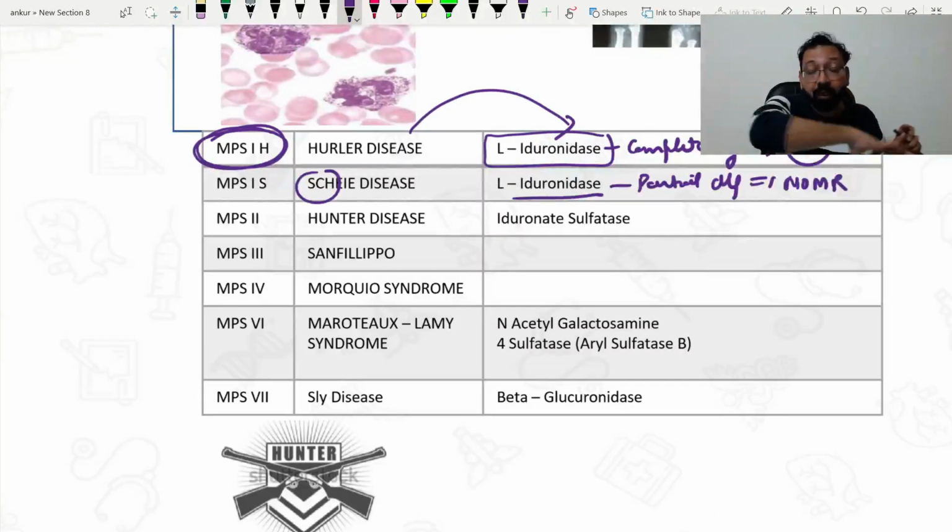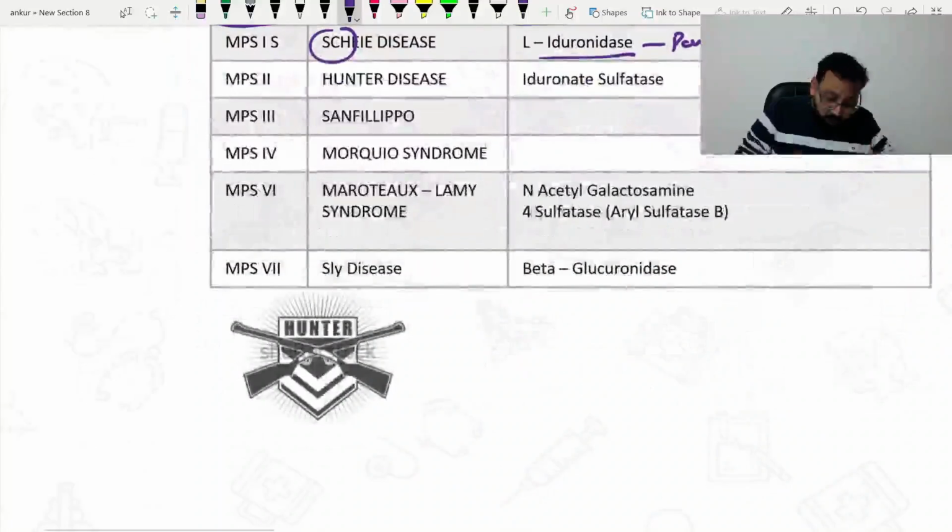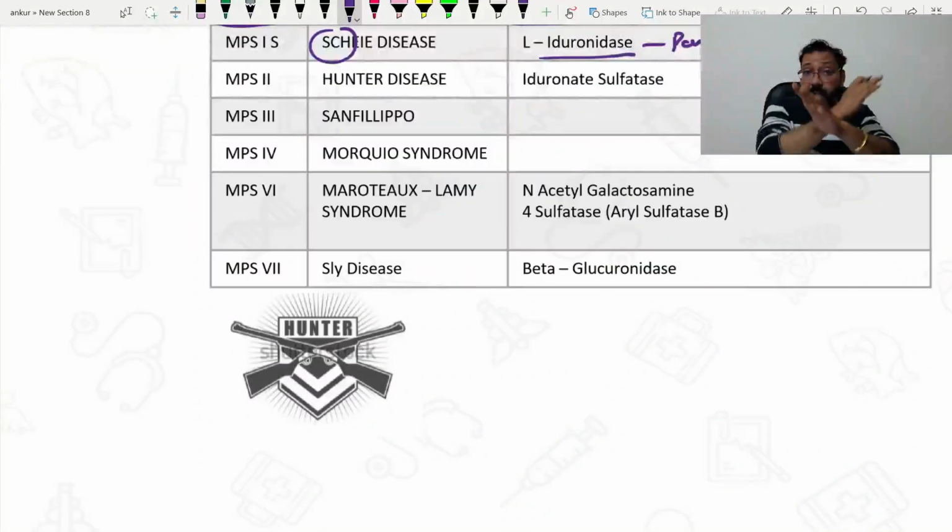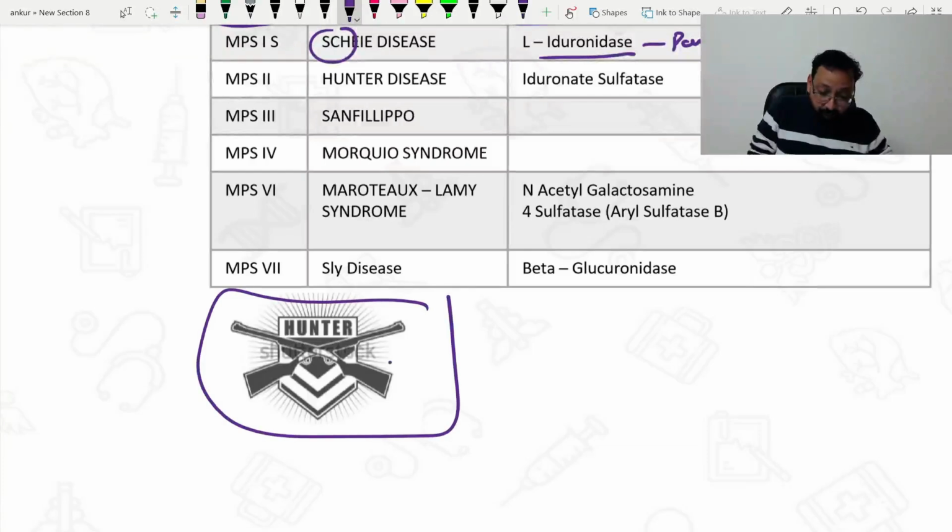Many times they will give a clinical question, they will give you the name of the enzyme and mention that mental retardation is not there, and the answer would become Scheie disease. Hunter's disease, you all know Hunter's. You must have seen many movies. Hunter, two guns are there, face of lion. Yes, this is Hunter. Two guns looking like X.